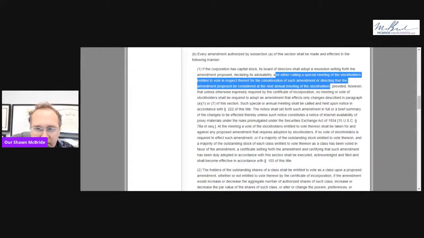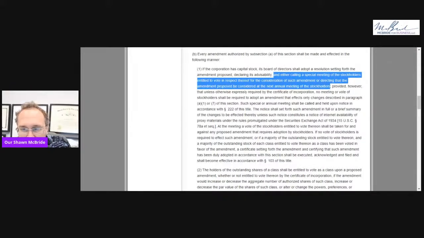Now, it doesn't say it explicitly in here, but you also have the ability to do this by written stockholder consent. The case law has upheld that. That's in a different section of the Delaware General Corporation Law, so you can go over there and take a look at that. But it's pretty clear, right? The board has to approve it. They have to declare it's advisable, and then it has to go to the stockholders.